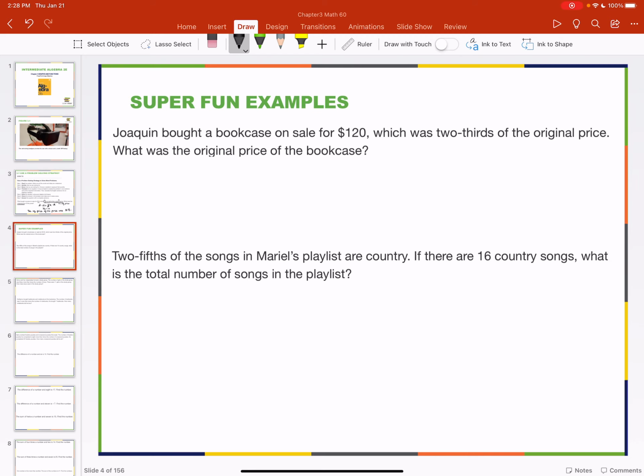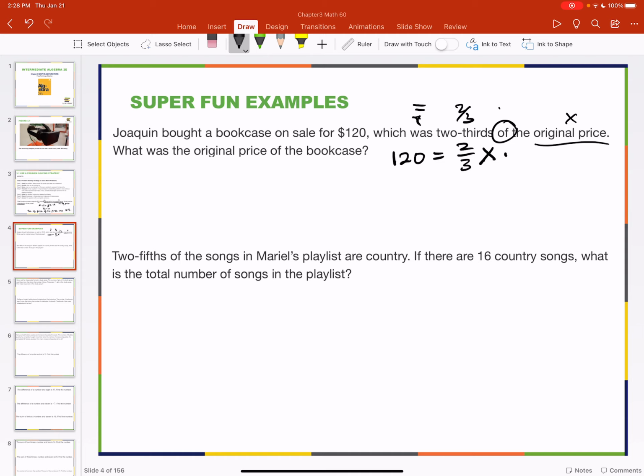Okay, so Joaquin bought a book on sale for $120, which was 2/3 of the original price. What was the original price? This is the same kind of situation where we let the original price be X. So 120 is or was 2/3 of X, because the word of means multiplication. And then, of course, 2/3 means 2/3. And then was is a past form of is, right?